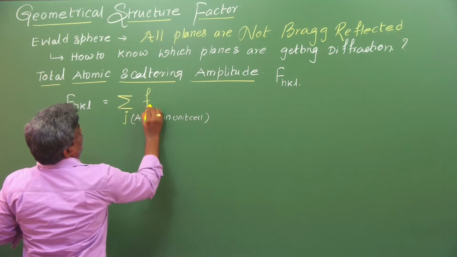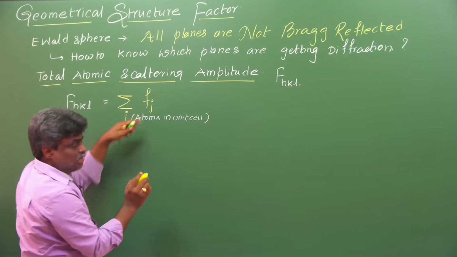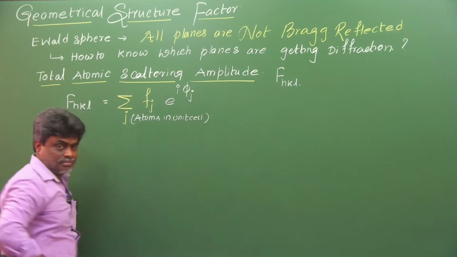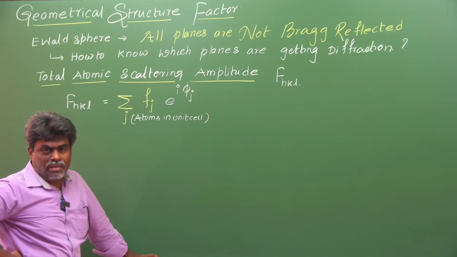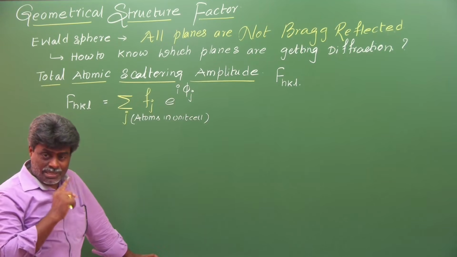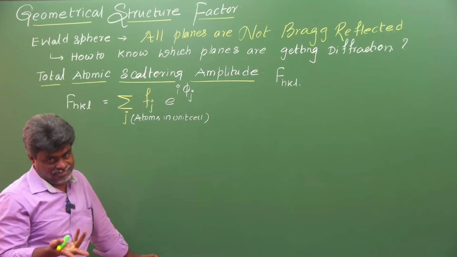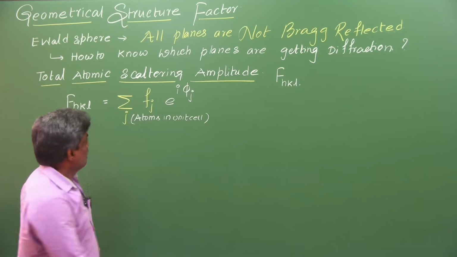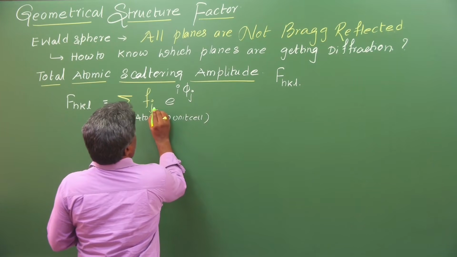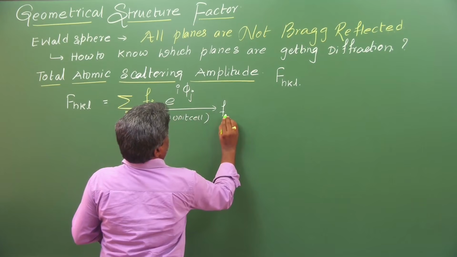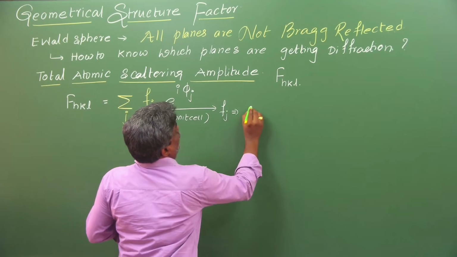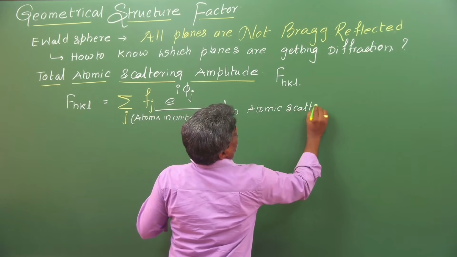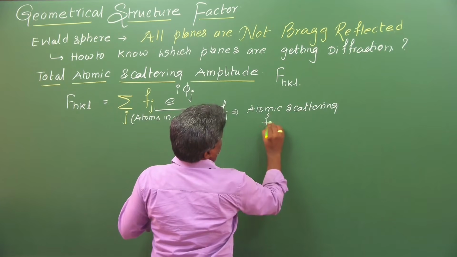So here we have Fj, I will tell you what this Fj is: small fj into e raised to i phi j. That's it. What is that j? The jth atom, that's what I said. It is a summation over atoms in a unit cell. Then what is this Fj? Fj stands for the atomic scattering factor of each atom.